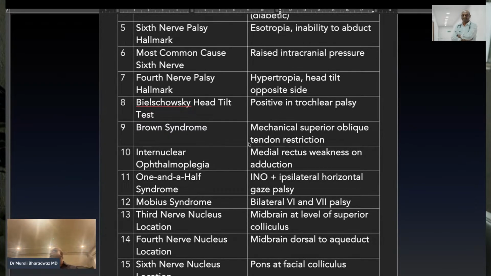Fourth nerve palsy lo emaitadi? Trochlear lo, superior oblique depressor kabatti poite elevate ayyi hypertropia. And a very important question: head etuvaipu tilt chestadu? Itu side fourth nerve palsy unte itu side tilt chestadu to compensate it.